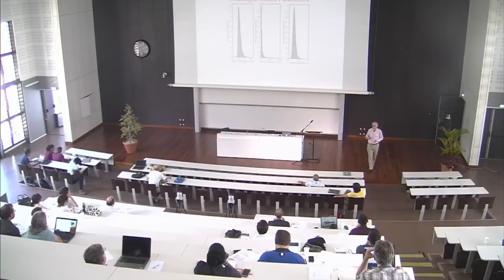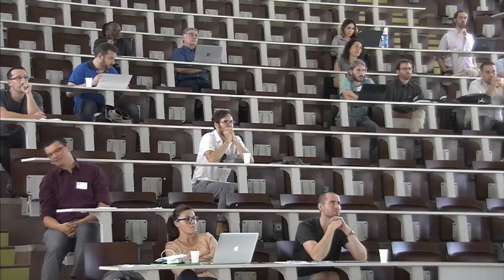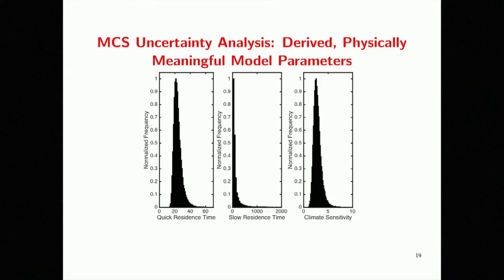It's a stochastic model, so I can look at the uncertainty on the estimates. This is rather nice. This is obtained by Monte Carlo analysis. You're all gifted exponents of Monte Carlo analysis, so I don't have to explain that. Here's the quick residence time. You see, it's defined reasonably between 20 and 40. The slow could be anything up to 1,000 years. So the slow mode is not being defined very well.